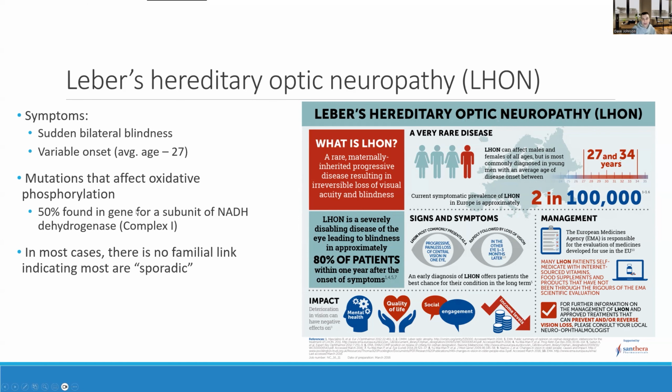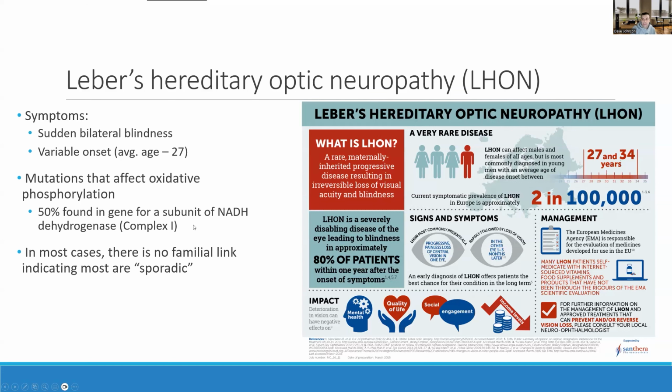Basically, what we find is about 50% of these mutations occur in a subunit of NADH dehydrogenase known as complex 1. And as a result, their cells are not able to perform OXPHOS at the rate needed, and it results in decreased energy production. What's interesting here is there does not seem to be a familial link with this. This appears to be something that happens sporadically.